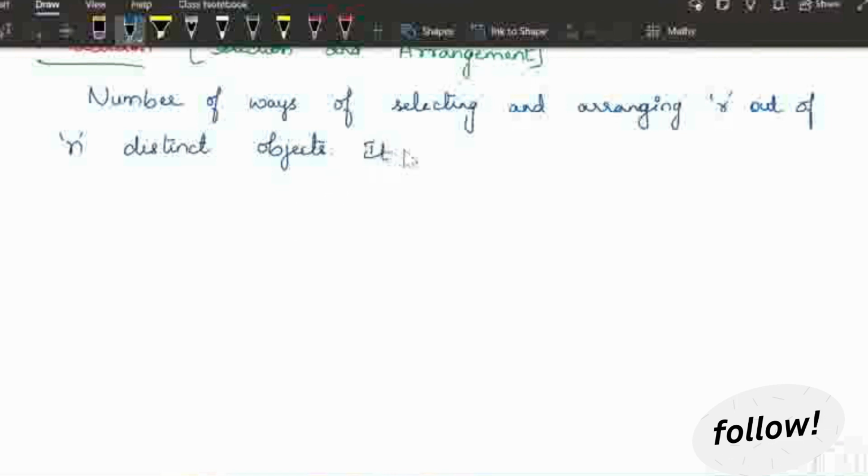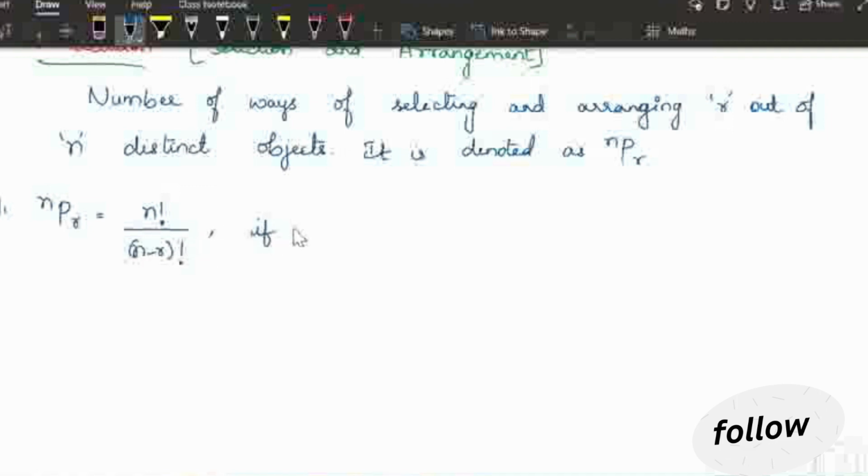So permutation is denoted as nPr, or r permutations out of n objects, and the formula for nPr is n factorial divided by n minus r factorial. We will use this formula if r is less than n, and nPr is equal to n factorial if r is equal to n.